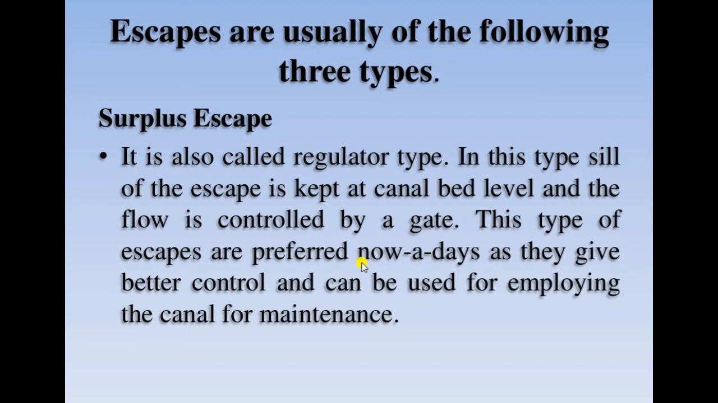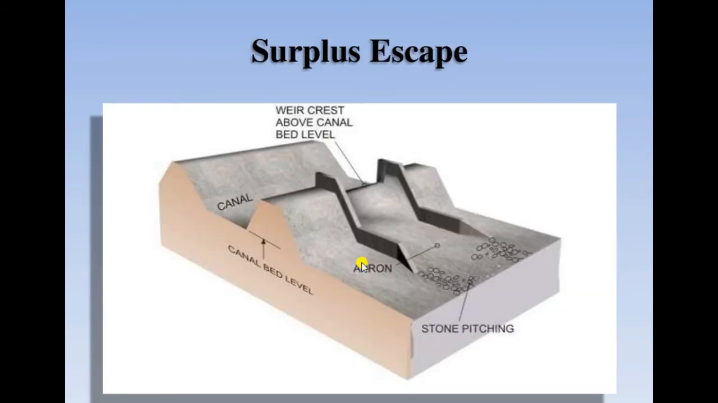Now next, there are three types of escapes. First is the surplus escape. It is also called the regulator type. In this type, the sill of the escape is kept at canal bed level and the flow is controlled by a gate. This type of escape is preferred nowadays as it gives better control and can be used for emptying the canal for maintenance.